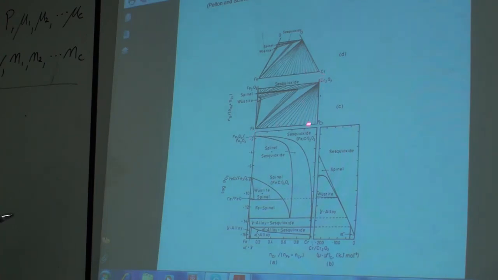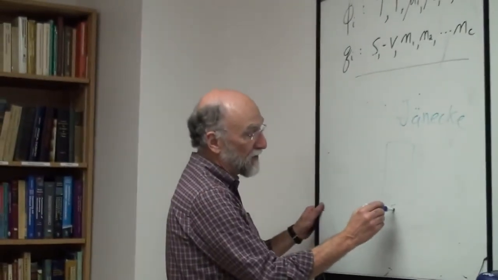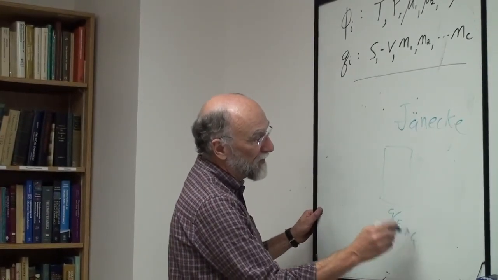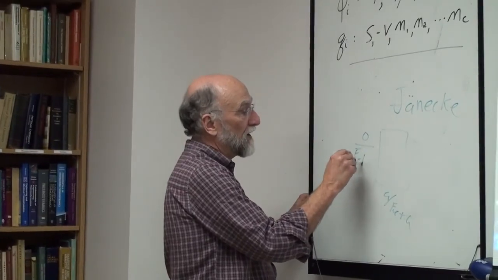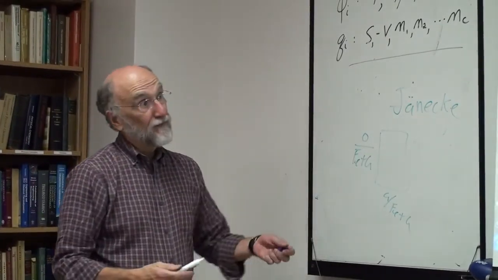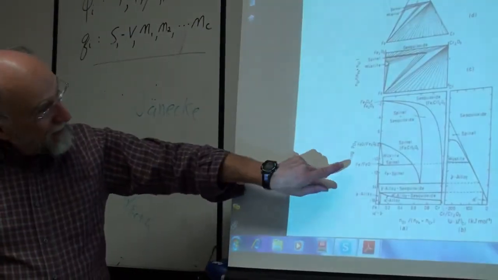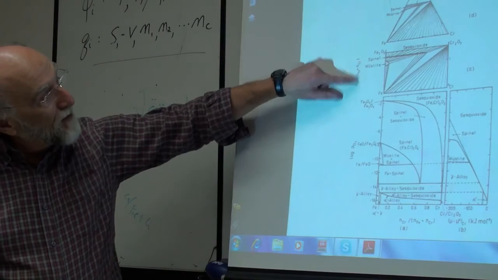If I take this now as the ternary phase diagram section, the isothermal section of the iron-chrome-oxygen system, plotted in what is known as Jänecke coordinates. So what I plotted here is chrome over iron plus chrome, and this is oxygen over iron plus chrome. That's what this diagram is. So this corresponds to this diagram. Here I've replaced the chemical potential of oxygen by the number of moles of oxygen.